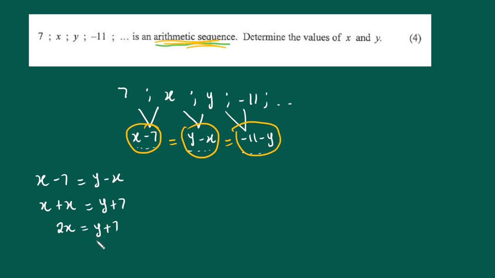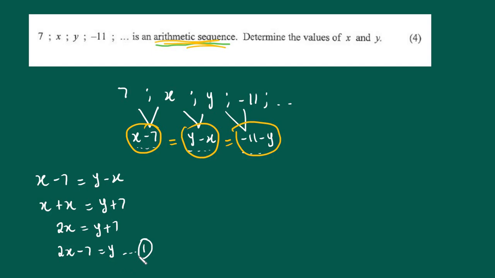Now I don't know x, I don't know y, but I can make one of them the subject of the formula, because I want to solve for x and y. I'm going to make y the subject because x will give me some fractions. So I'm going to say 2x minus 7 is equal to y, and I'm going to call it my equation 1.